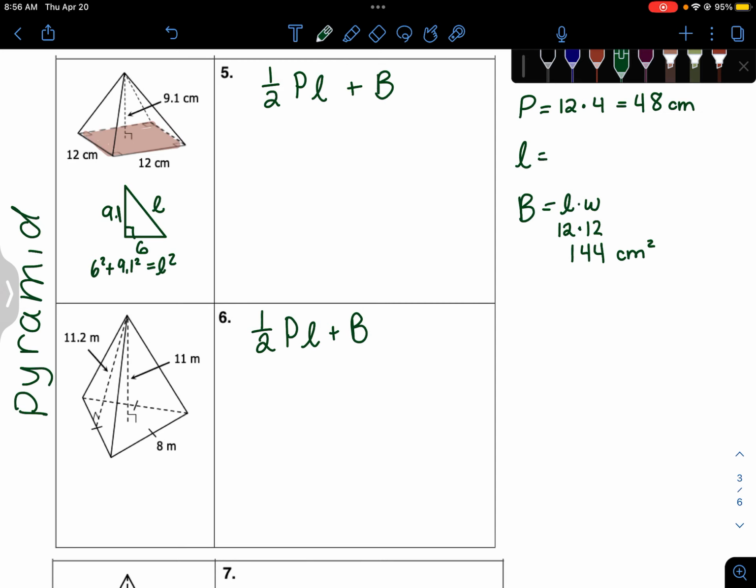In the calculator, I'm going to type 6 squared plus 9.1 squared. I'm going to type exactly what I see here. And the calculator is going to tell me that this side of my equation is 118.81. That is our slant height squared. We don't want our slant height squared, we just want to know how long the slant height is. So to unsquare it, we're going to take the square root. And we find that our slant height is 10.9 centimeters.